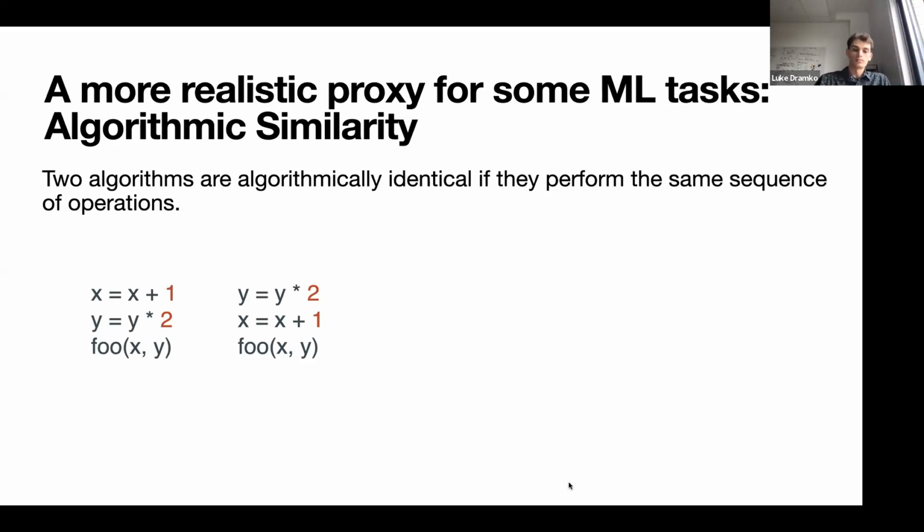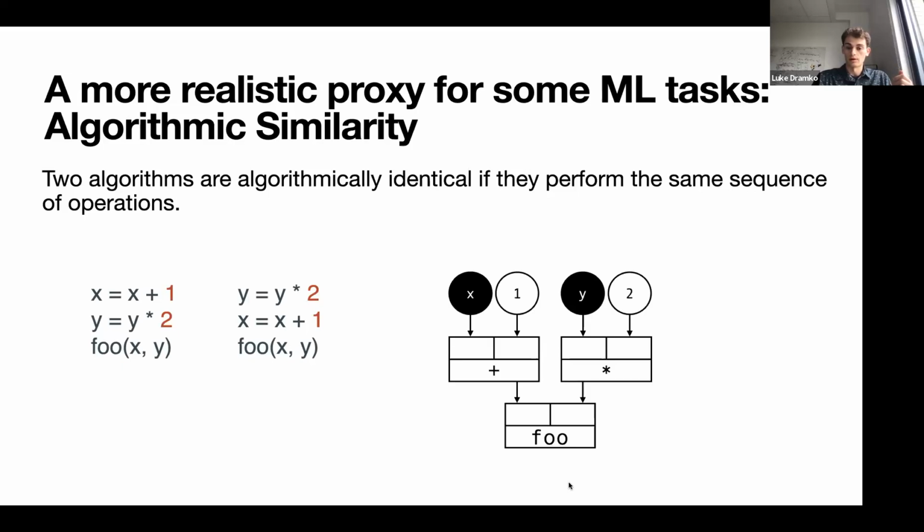Okay. So in fact, both of these reduce to the same flow graph, which makes it a little bit easier to see that these two are the same algorithm. So we can soften this and say that two algorithms are identical if they have the same partial order of operations.